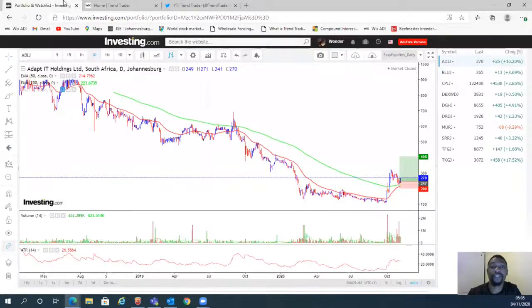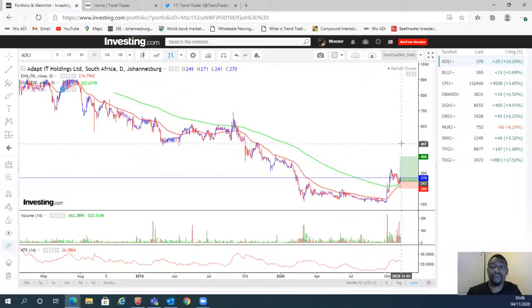So let's look at the charts and see what we're looking to add into our position this week and how we're going to play this market from this week moving forward. Previously we had a video that we published in which we analyzed Adapt IT. We saw that Adapt IT was giving us a buy signal, but we did miss that first signal.